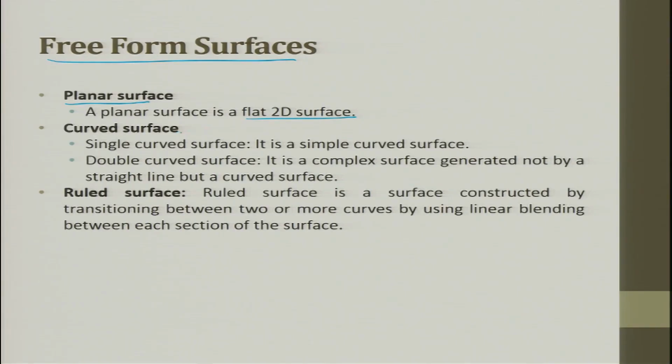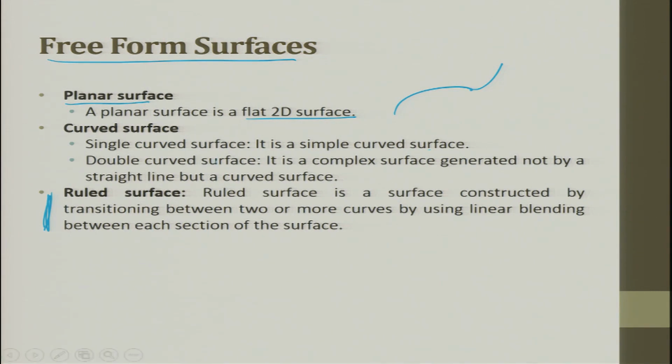Then next one is curved surface, single curved surface, that is a simple curved surface. Then double curved surface, which is a complex surface generated not by a straight line but a curved object. Then ruled surface is a surface constructed by transitioning between two or more curves by using linear blending between each section of the curve. We will see what ruled surfaces are in the coming slides. These are used for generating free form surfaces.